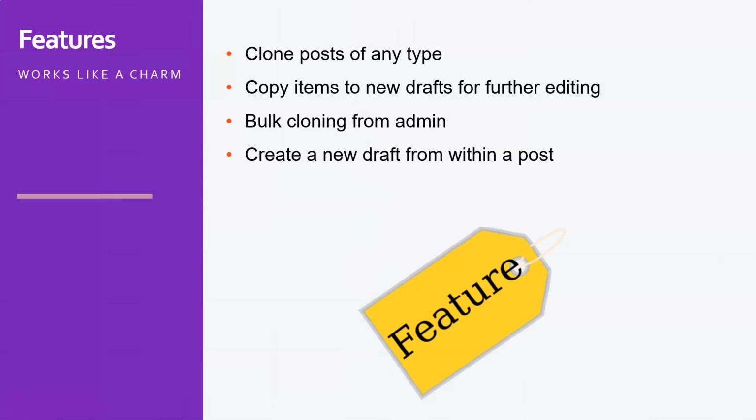So what are the features of this plugin? Well, you can clone posts of any type. You can copy items to new drafts for further editing, which is almost the same, but then you can immediately start editing this post. You can also bulk clone from the admin, as I will show you later. So for example, if you would like to clone 10 different posts or pages in one go, and you could also create a new draft from within a specific post or page that is the right template for your new one.